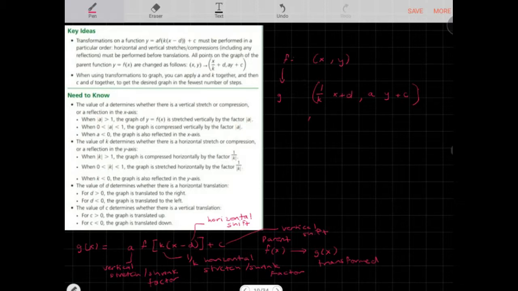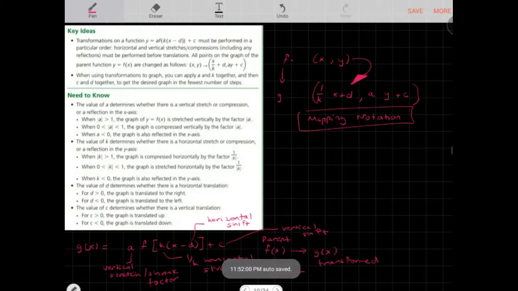This is basically what we call mapping notation. The mapping notation creates a transforming equation where we can change our original values of our parent function into our transformed points on our transform function. I'm going to show you examples of that, but make sure you keep this little excerpt here. It has all of the rules that you will need to work through these transformations.